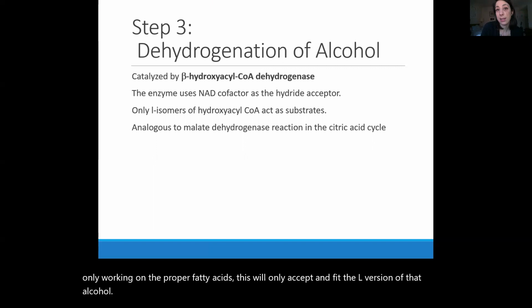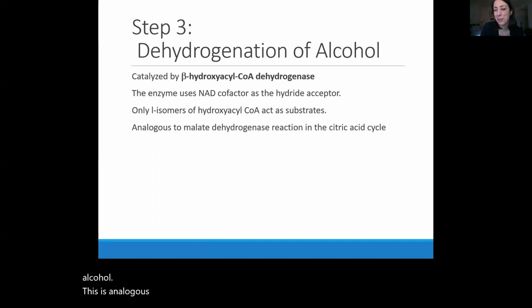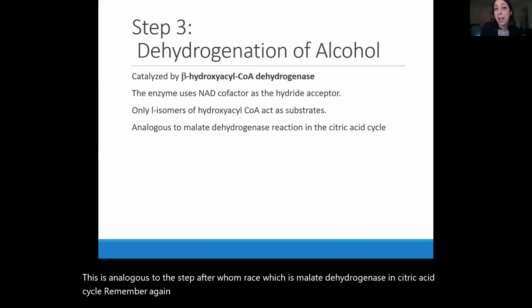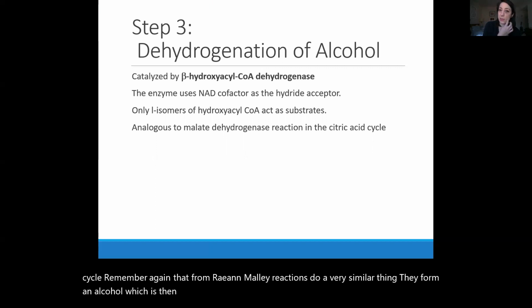This is analogous to the step after fumarase, which is malate dehydrogenase in the citric acid cycle. Remember again that the fumarate and malate reactions do a very similar thing. They form an alcohol, which is then re-dehydrogenated into a carbonyl.